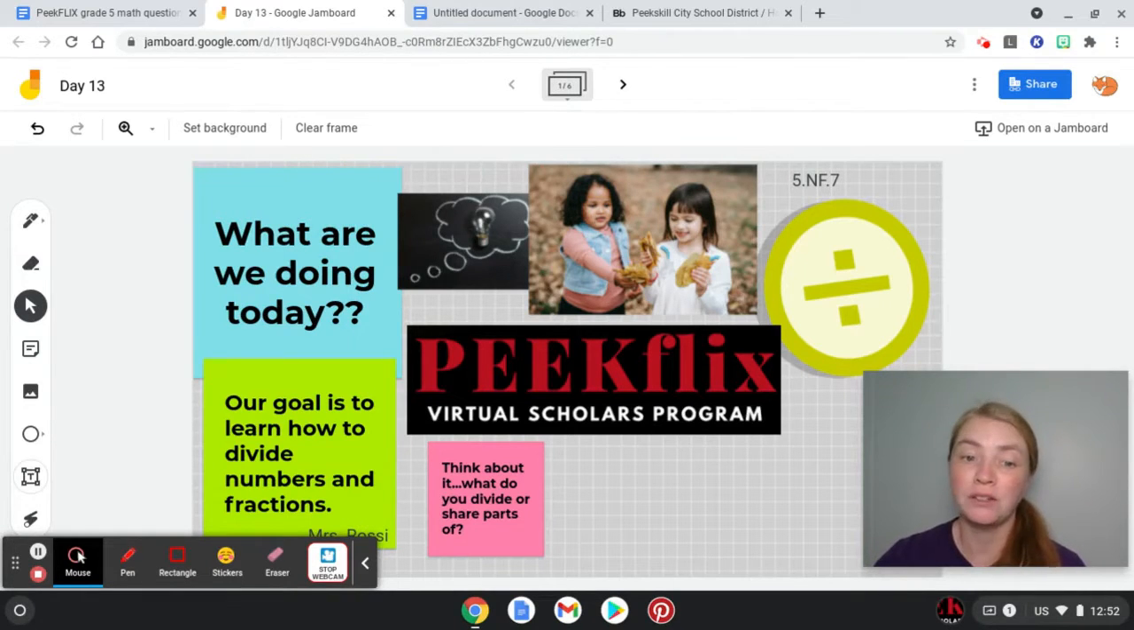Well, our learning goal is to divide whole numbers and fractions. Okay? Think about it. What do you do in your everyday life where you divide or share parts? Do you share a cookie with your brother or sister? Do you share pizza with your family? Do you share a candy bar with friends or divide up a piece of gum between your cousins or something? I'm sure you do this.